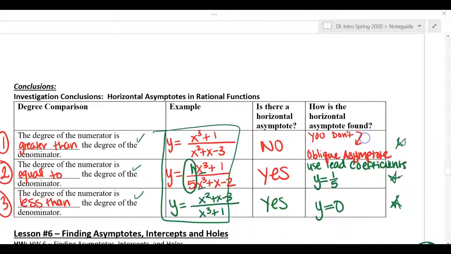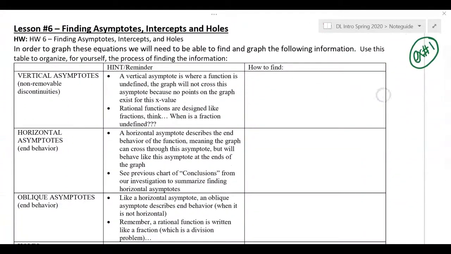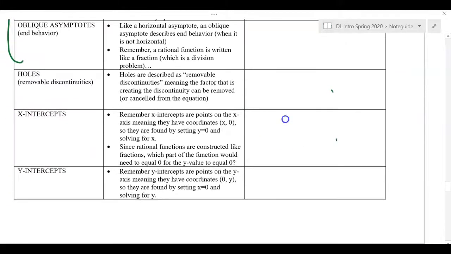So some of these things you've done or you've had experience with, just maybe you didn't call it this or look for it in this way. And then some of them you haven't, and we're going to go through them here. So we have this whole list. Asymptotes, there's 3 of them: vertical, horizontal, and oblique. Holes, you may not have seen before, and then there's 2 types of intercepts, X-intercepts and Y-intercepts.